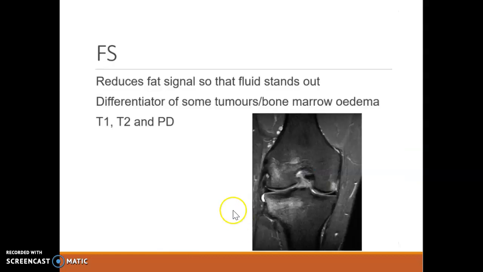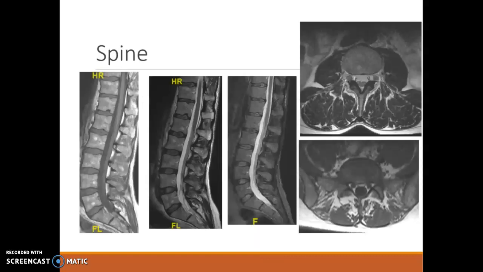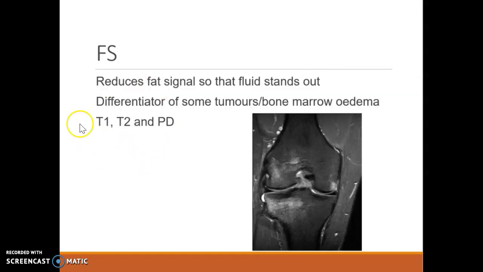As I've said previously, the fat saturation reduces the fat signal so the fluid stands out more. It's a differentiator between tumours and bone marrow edema. So you've got T1, T2, and then proton density scans. It might be worth here making a list of the uses for T1, the uses for T2, and the uses for PD, and also when you might refer for each or when you might need each type of sequence done for MRI.